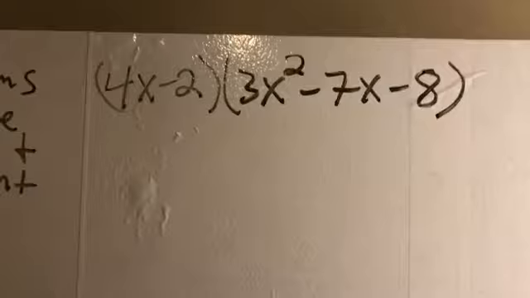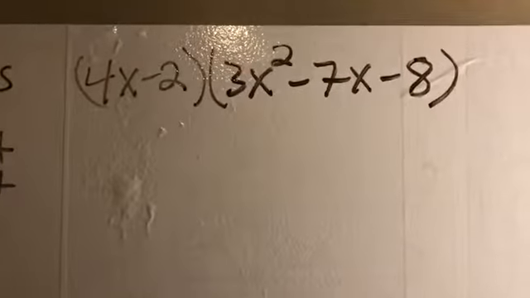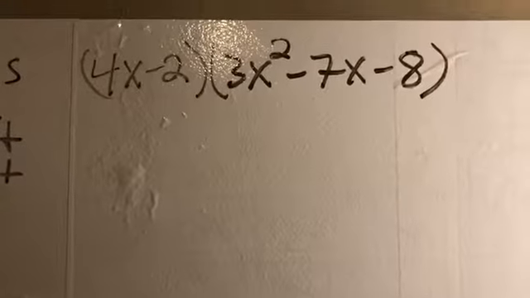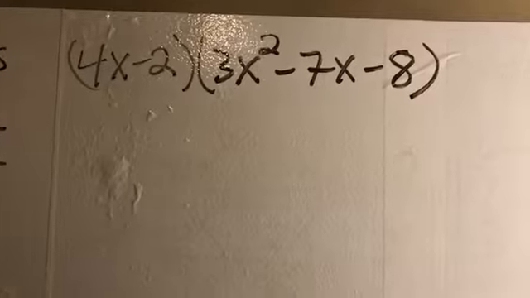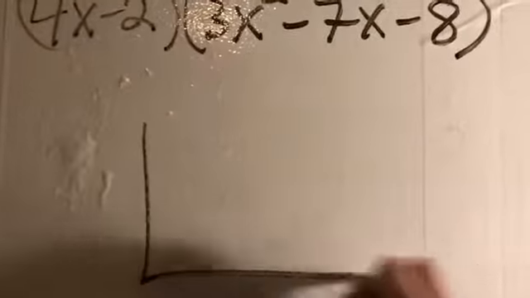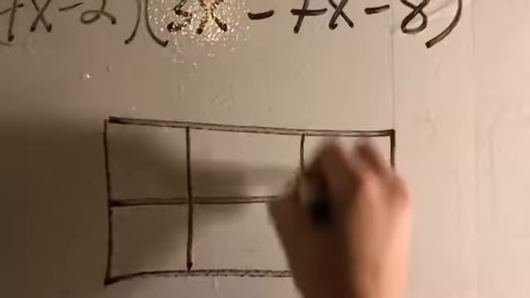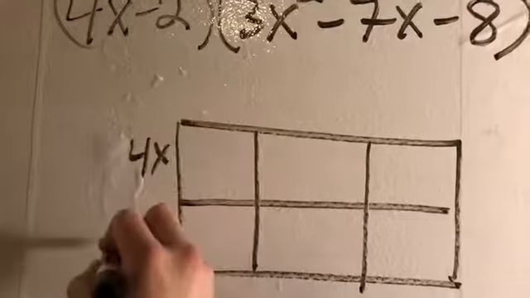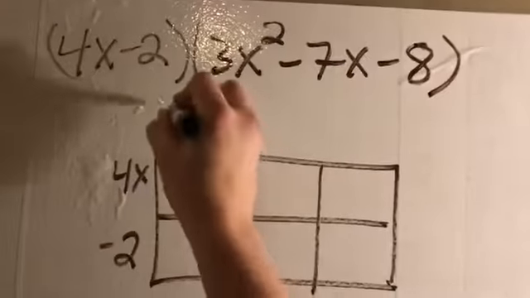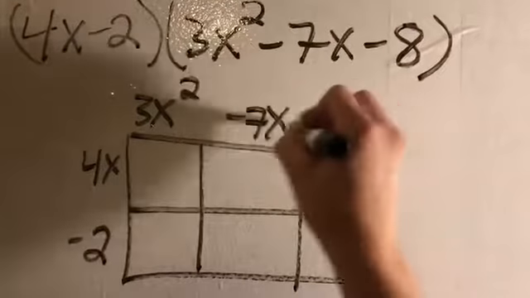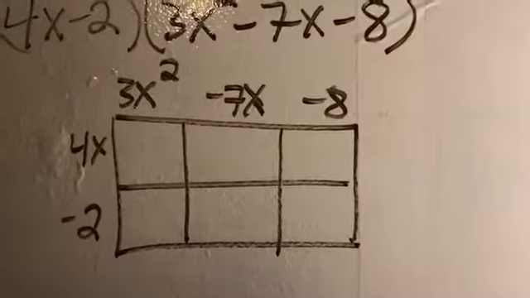Now I'm going to throw in some more negative numbers because a lot of you guys are doing really fantastic thinking, but we're making some minor mistakes with our multiplying with negatives. So I'm going to once again use my nice area model box to set this up. So we have 4x minus 2, and then 3x squared minus 7x minus 8. Now we're ready to multiply.